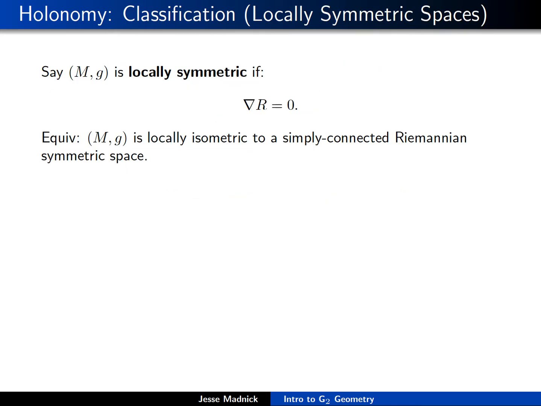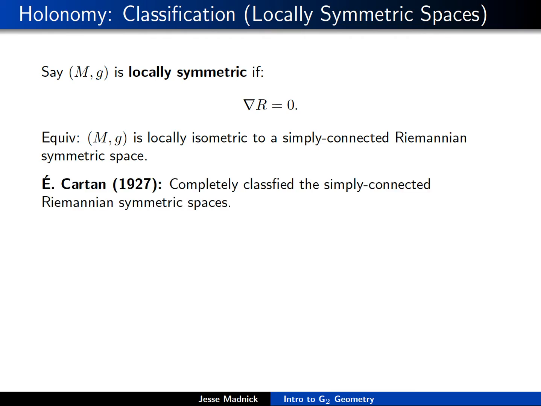Another special case is that of symmetric spaces. Let's recall that a Riemannian manifold is called locally symmetric if the curvature tensor is parallel. Here nabla is the Levi-Civita connection. An equivalent way of saying this is not obvious, but it's equivalent to saying that your manifold is locally isometric to a simply connected Riemannian symmetric space. Now, the simply connected Riemannian symmetric spaces were classified a long time ago by Élie Cartan. There's a complete list of these things.